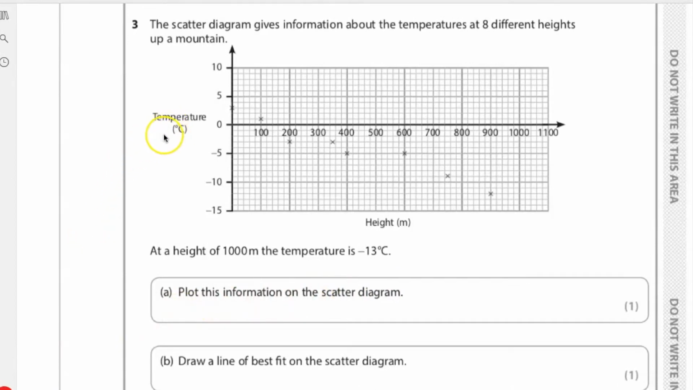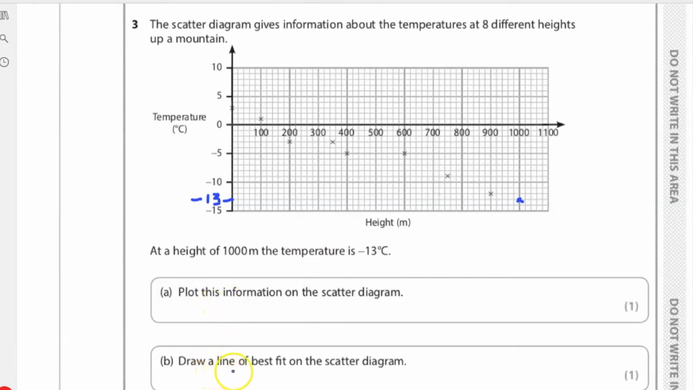So this is where the temperature is. Minus 13: we go minus 10, 11, 12, 13. Minus 13 is here. So we need to trace this across to where it says 1000 height, which is here. Now we'll trace that. It's important in exams to use a ruler. That is 1A done.